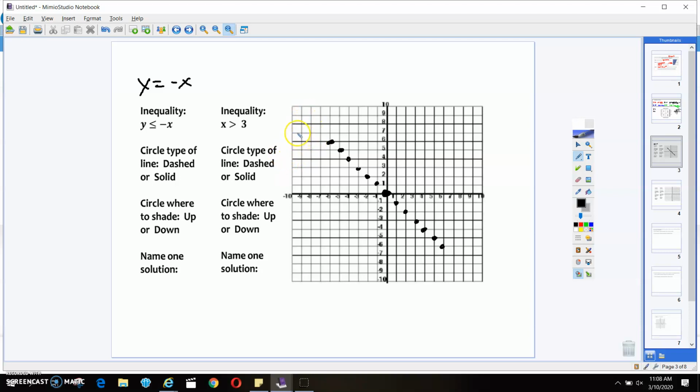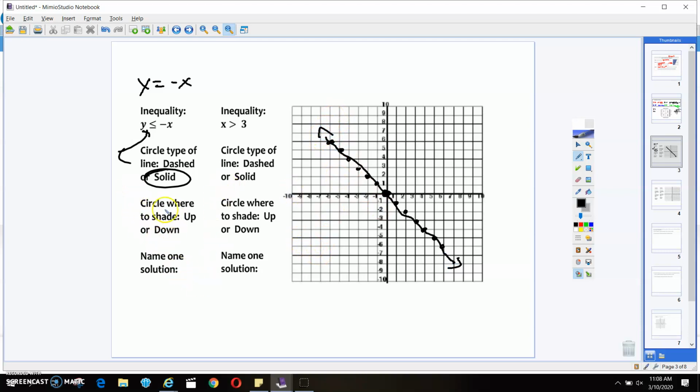Now my question to you, is this going to be a dashed line or a solid line? It's going to be a solid line. Okay, and the reason why it's going to be a solid line is because there's a line underneath here on our inequality. It's going to be a solid line. So we're going to connect these points as straight as I possibly can on this.